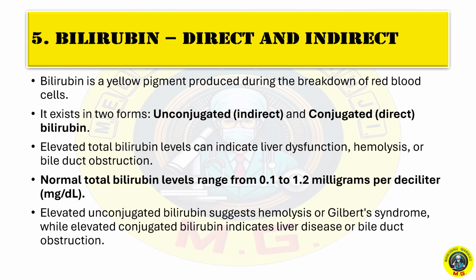The fifth one is bilirubin. Bilirubin is a yellow pigment produced during the breakdown of RBCs. It exists in two forms: unconjugated or indirect bilirubin and conjugated or direct bilirubin. Elevated bilirubin can indicate liver dysfunction, hemolysis, or bile duct obstruction. Normal total bilirubin levels range from 0.1 to 1.2 milligrams per deciliter. Elevated unconjugated bilirubin suggests hemolysis or Gilbert syndrome, while elevated conjugated bilirubin indicates liver disease or bile duct obstruction.